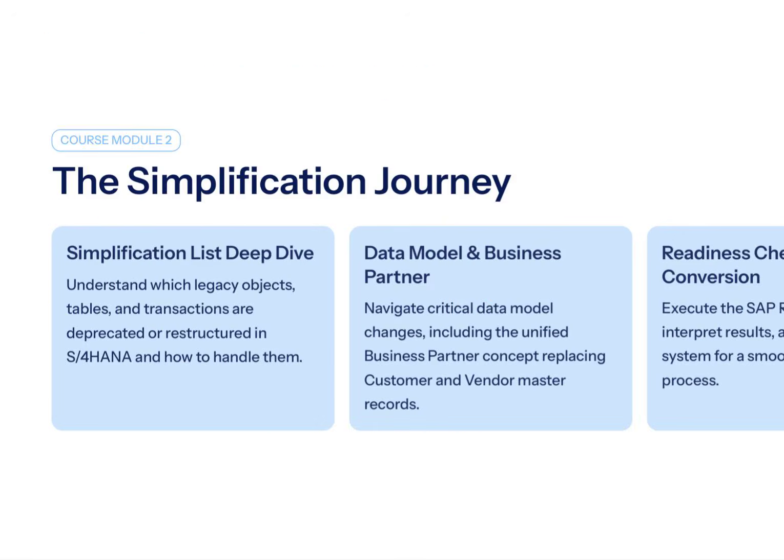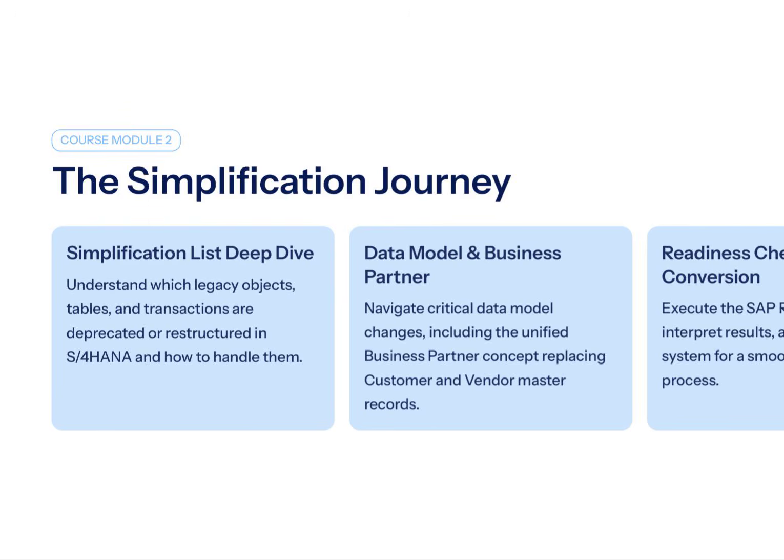The simplification journey is a critical component of the S/4HANA implementation process. The goal of the simplification journey is to simplify the existing SAP system by removing unnecessary complexity and reducing costs. The simplification journey involves several key steps, including the identification of legacy objects, tables, and transactions that are deprecated or restructured in S/4HANA. These legacy items must be handled according to specific rules and guidelines to ensure a smooth transition to the new system.